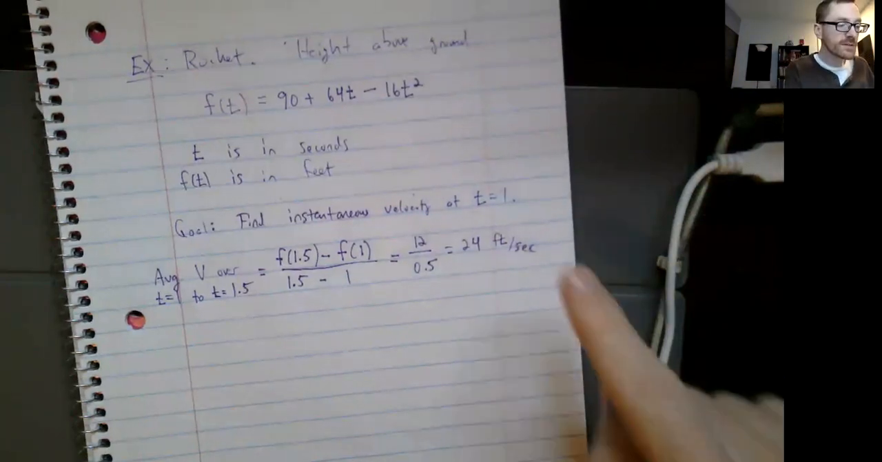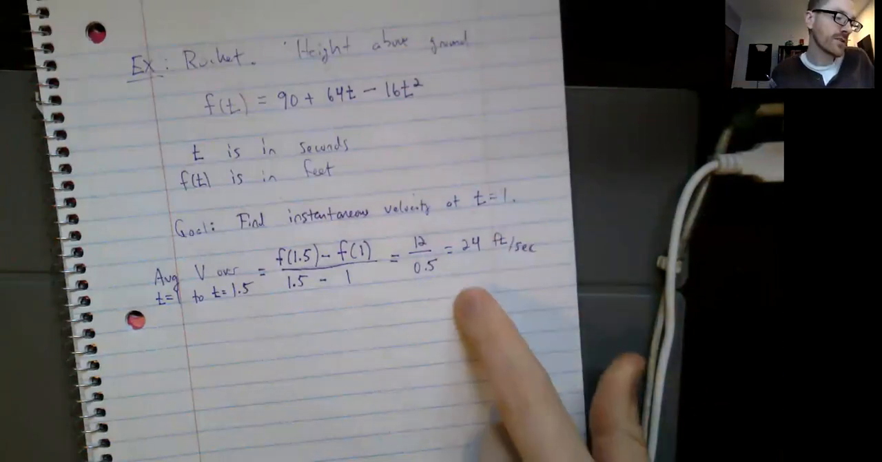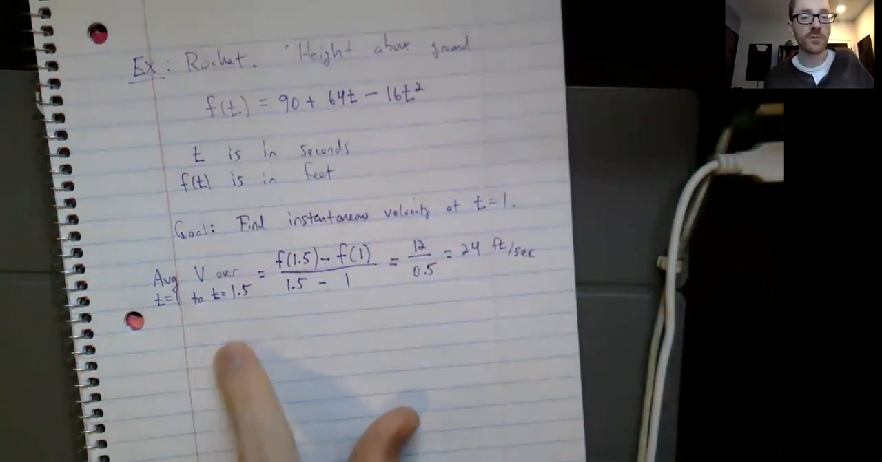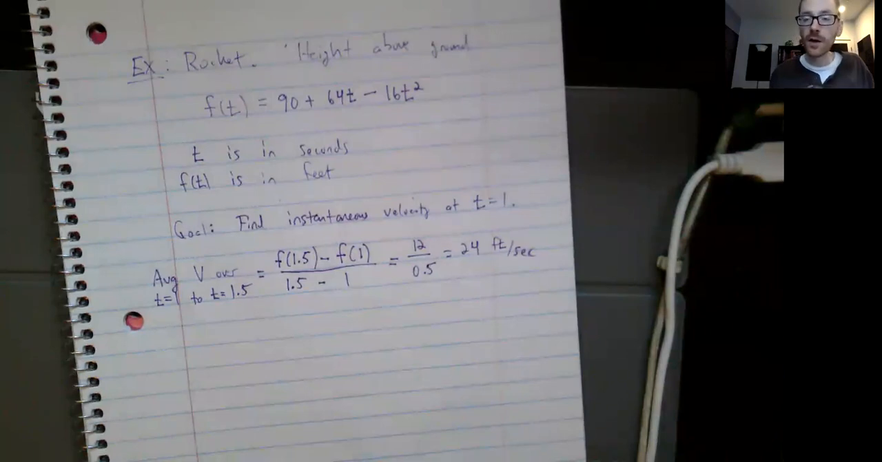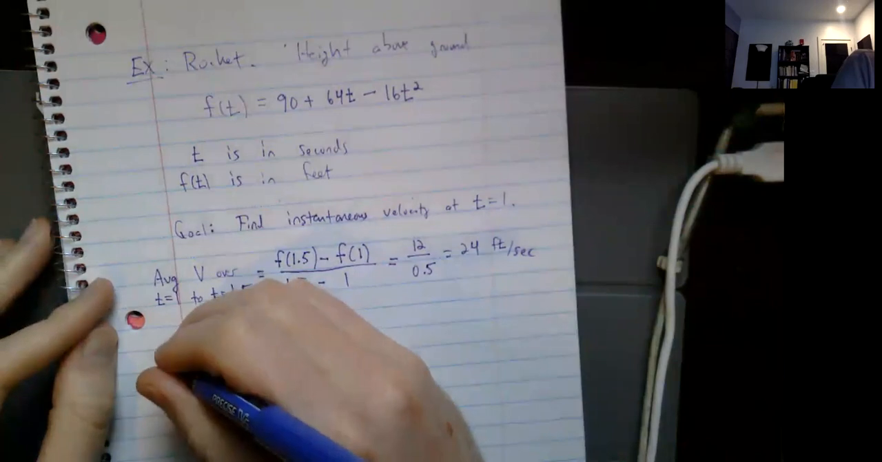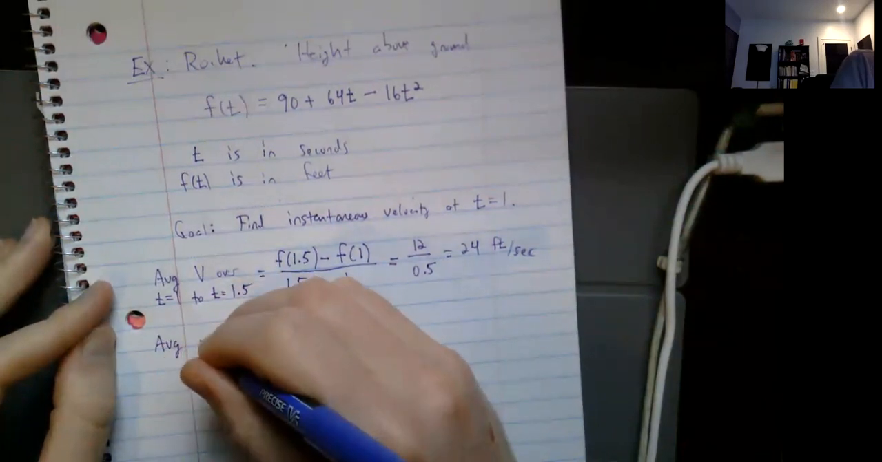Probably the instantaneous velocity at 1 second is not too far off from this, because this is already a relatively short interval. But what we should do is shrink the interval to get a better approximation. I'm going to do the next one a lot more quickly with a lot less explanation.